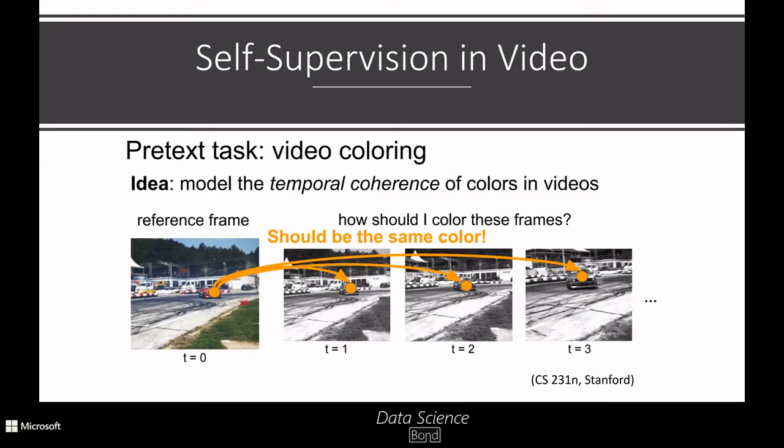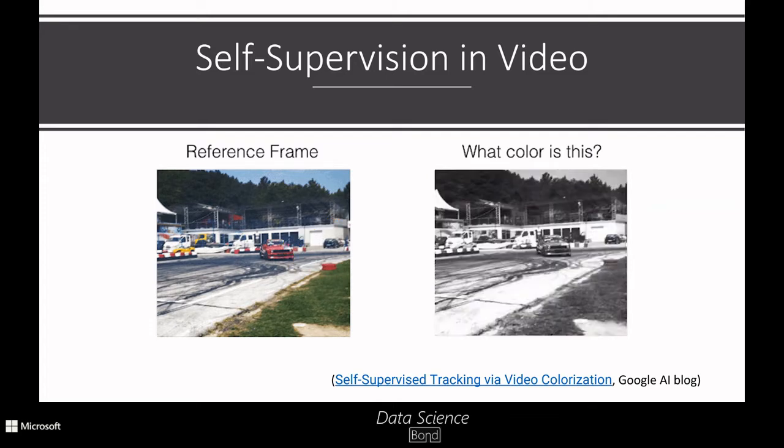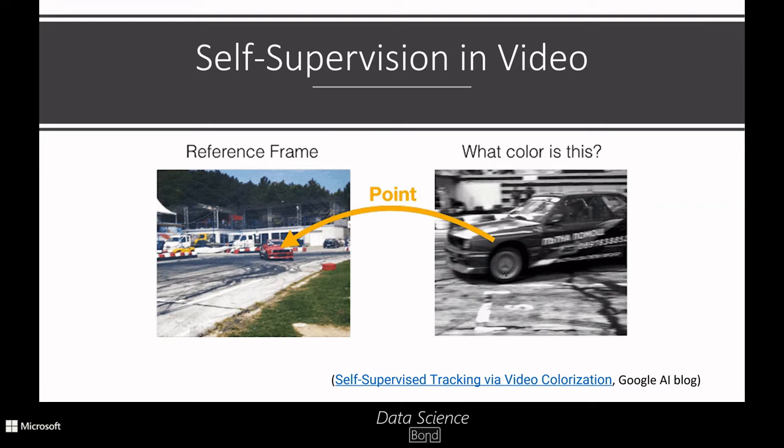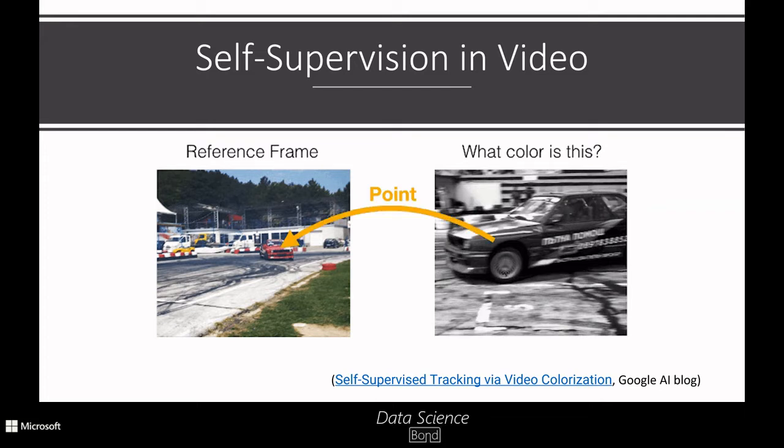And guys from Google have applied such a work on videos as well. They give it a reference color image and a black and white video. And the network can learn to track objects and even do pose estimation only by learning the reference color image and applying it in a coloring task on the black and white video.